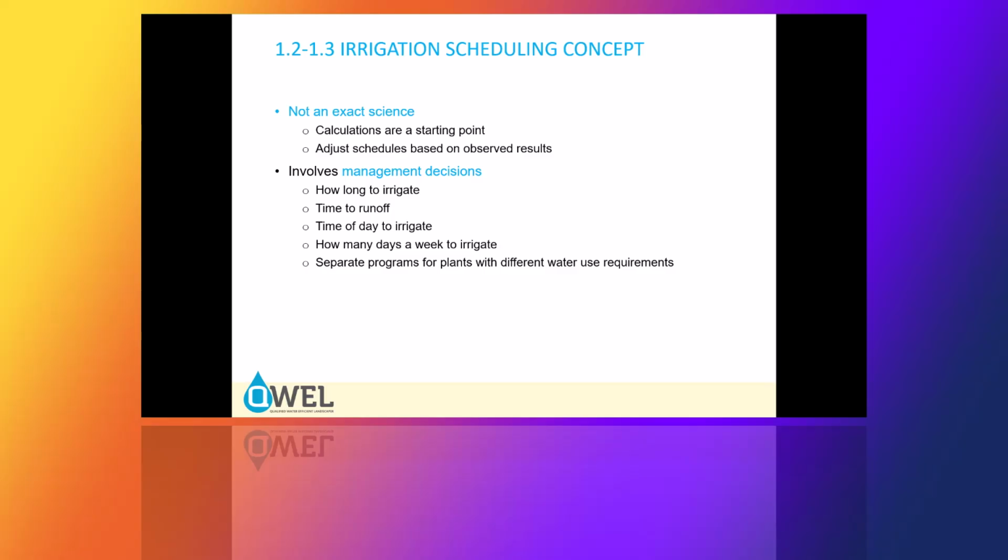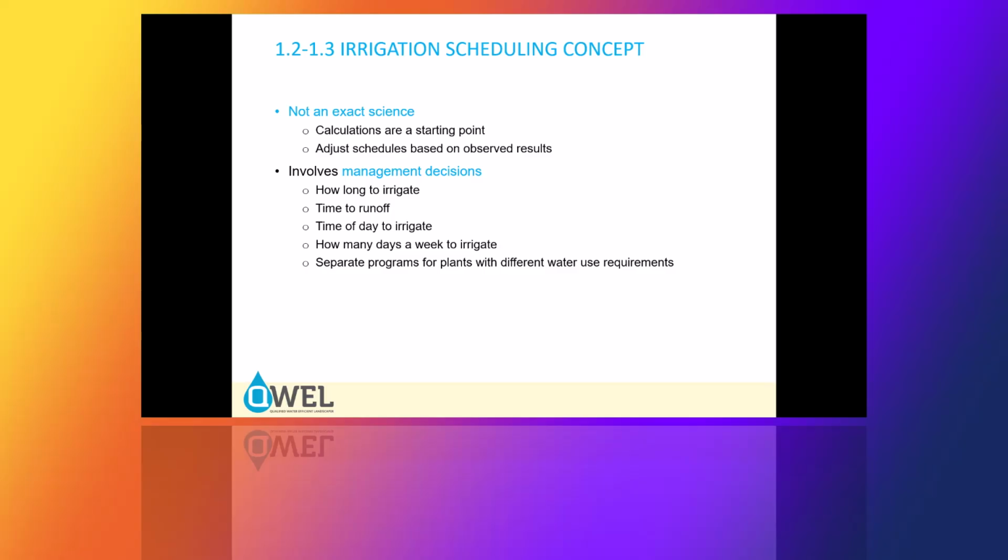The calculations used to determine an irrigation schedule provide a starting point for the water manager, but the schedules will need to be modified depending upon the observed results. When preparing an irrigation schedule, the water manager is required to make decisions about various elements, including how long to irrigate each zone, which is the station runtime. If runoff occurs, it may be necessary to split the runtime to allow water applied to infiltrate into the soil, which we call cycle and soak.